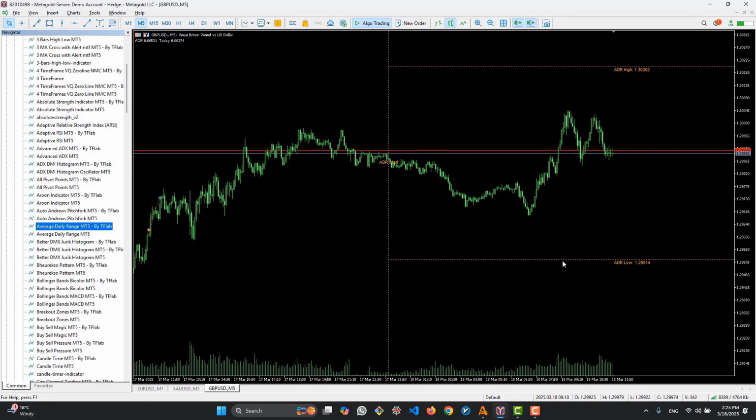It also places a line 1 ADR below the day's low, indicating that if the price is going to have a downward movement, its maximum movement will likely be up to this area.